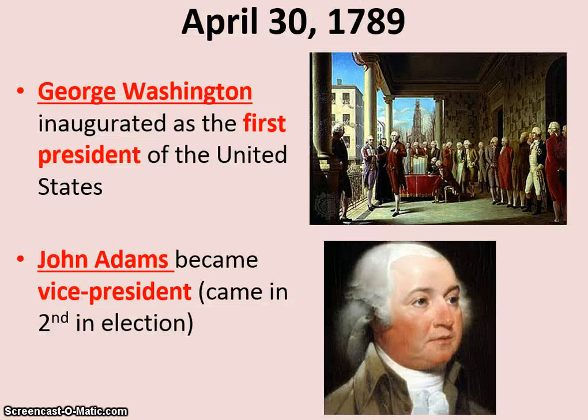Alright, so it's April 30th, 1789. Like we talked about in Unit 4, the Constitution required 9 states to ratify it to become legal and to become the official government of the U.S. So after that happened, they held the first presidential election in which George Washington was elected president, and John Adams came in second, which made him under the Constitution then the vice president. That has since changed. So George Washington and John Adams are inaugurated as the president and vice president.